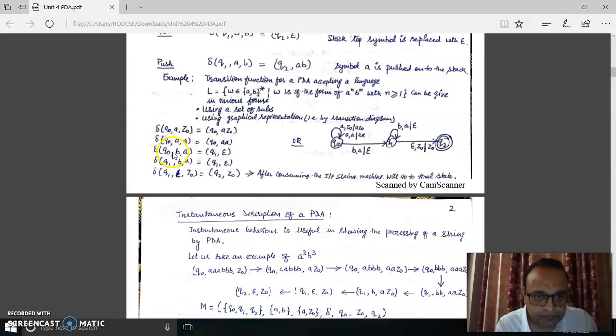Now suppose we have this kind of transition: the machine is in state q0 and the input symbol is B. Certainly at that time A must be on the top of the stack. It ensures that whenever the first B comes, A must be on the top of the stack. At that time we jump to another state, that is q1, and we pop the stack top symbol. A has been popped from the stack and we do not know what the symbol below A is, which is why we represent it with epsilon.